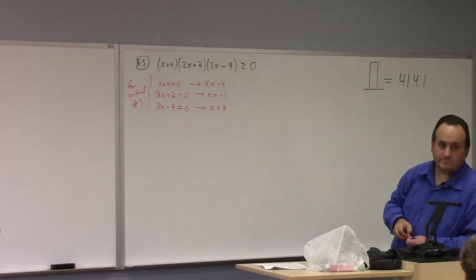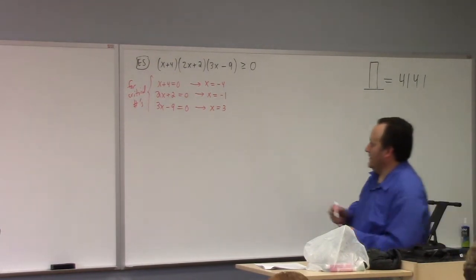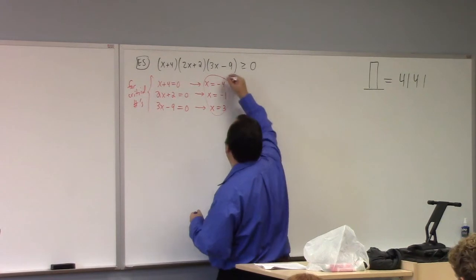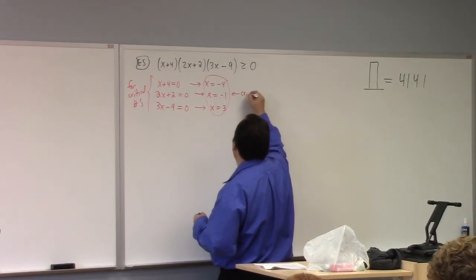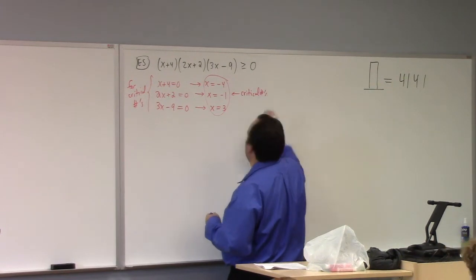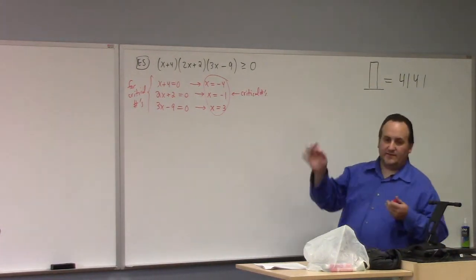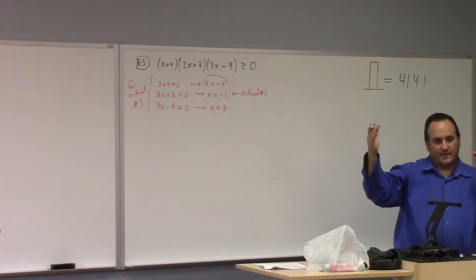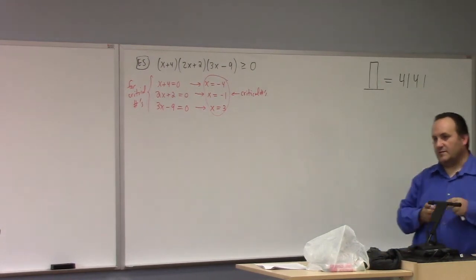Yep. So would those be the critical numbers? Indeed, these right here, these are the critical numbers. So remember that we have to flip the sign. Like if there's an x plus 4 factor, that means minus 4 is the critical number, you know?